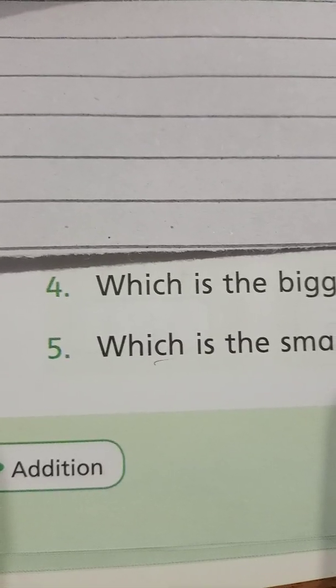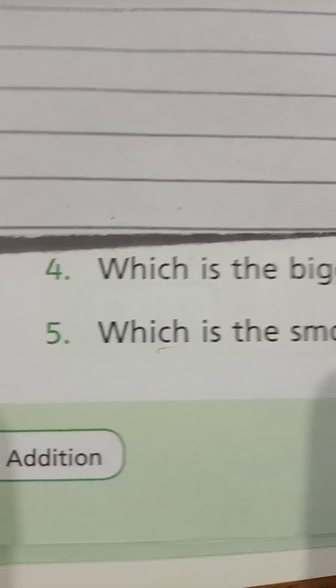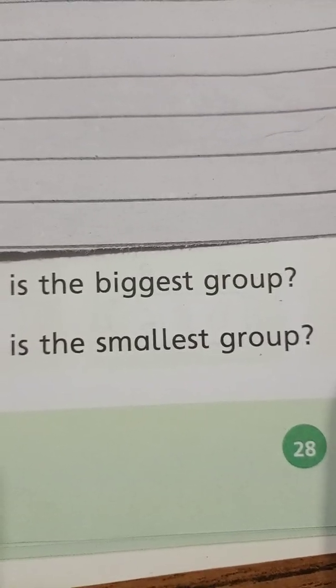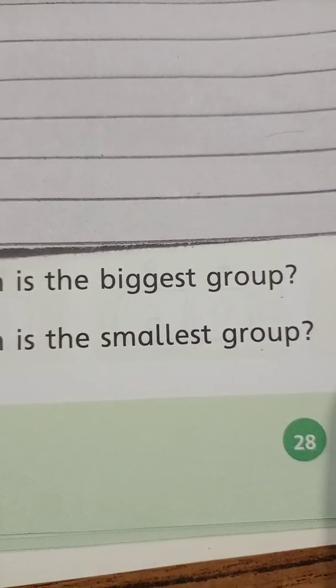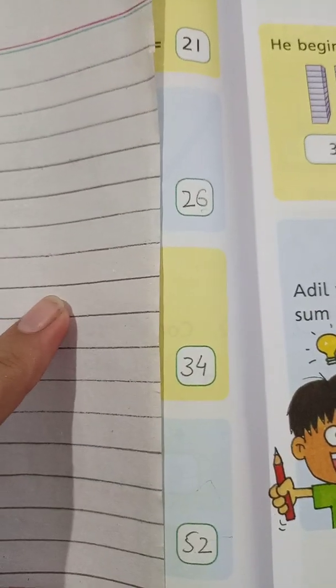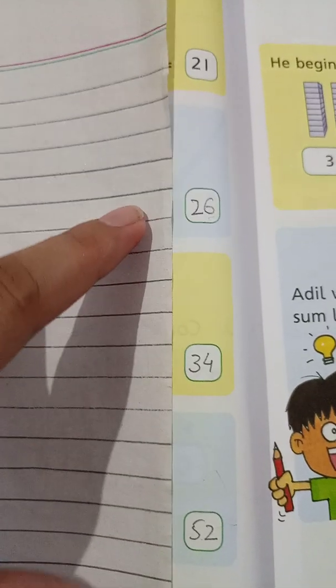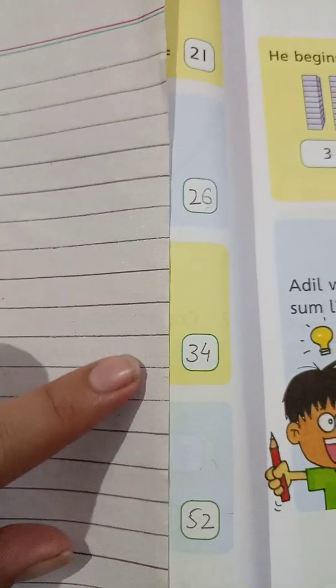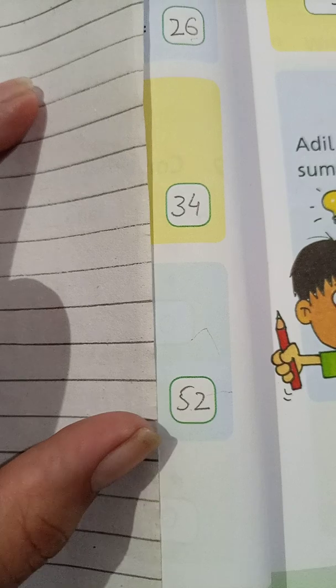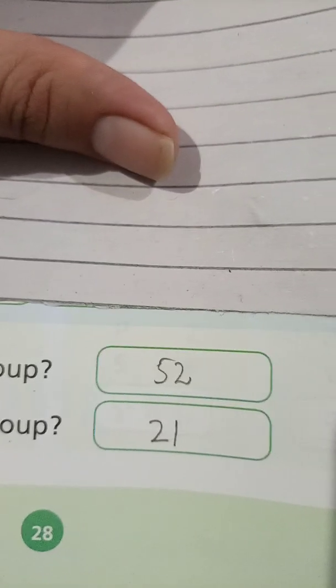Okay students, now our next question is, which is the biggest group? Which one is the biggest group? The biggest group will be that containing the more number of tens. Okay, here we have the 4 groups containing 21, 26, 34 and 52. Which group is the biggest? Yes, the number 52 is the biggest, so we will write 52 into the biggest group.